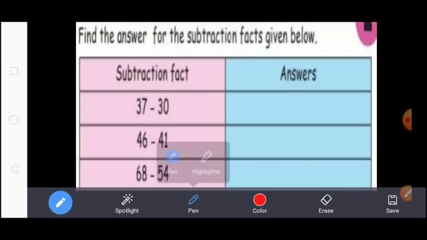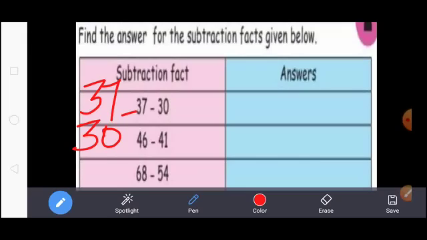First, 37 minus 30. First you do subtraction in ones place. 7 minus 0, 7. Next you do subtraction in tens place. 3 minus 3, 0. So answer 7. So here write 7.